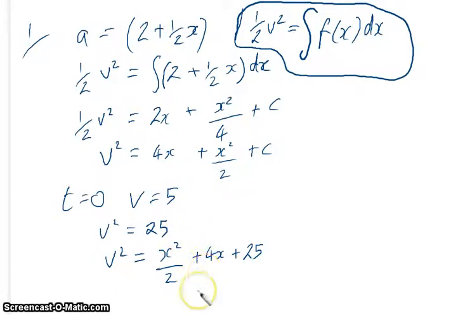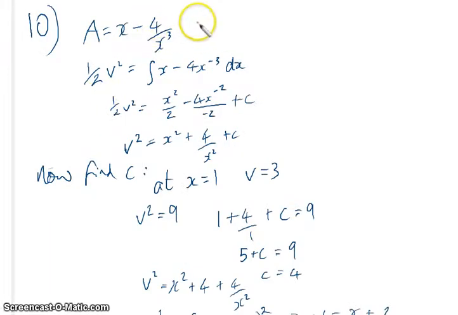I can continue. Now, it may be tempting to say, well, what's v? And then go, let's square root all of this. Don't. Leave it with v squared, and you can see why in the next little question.